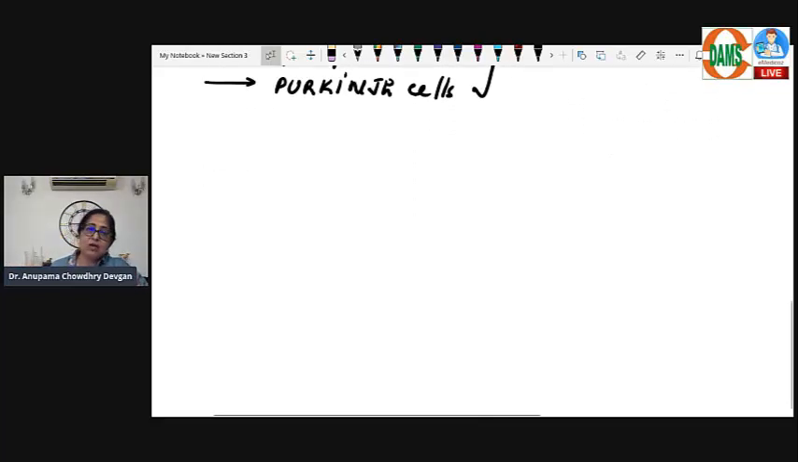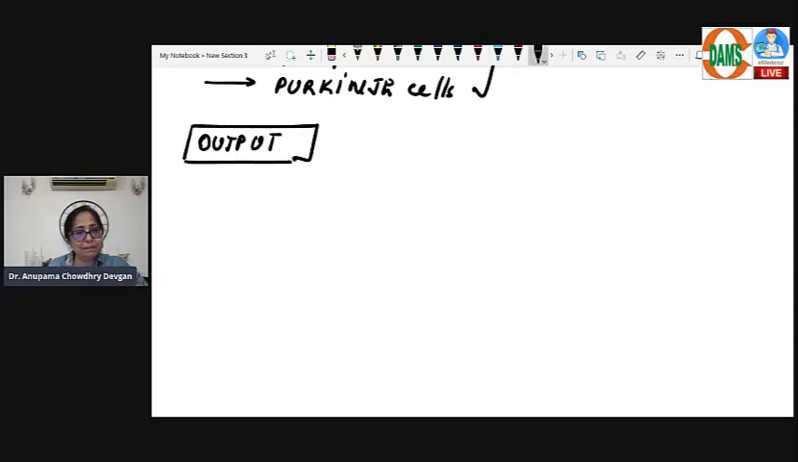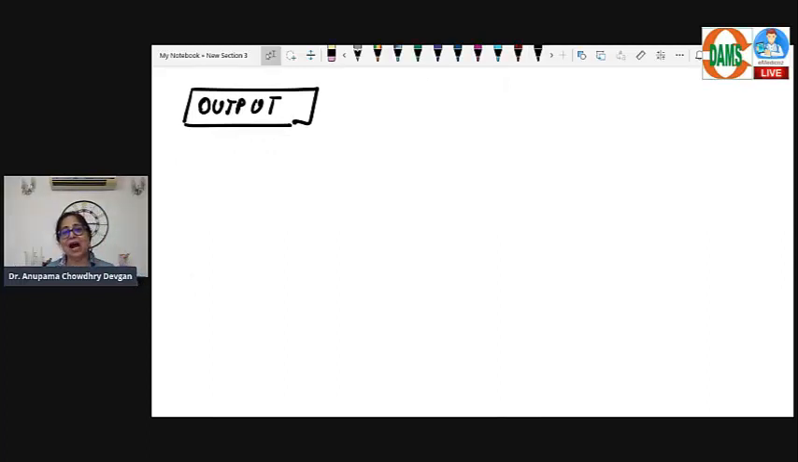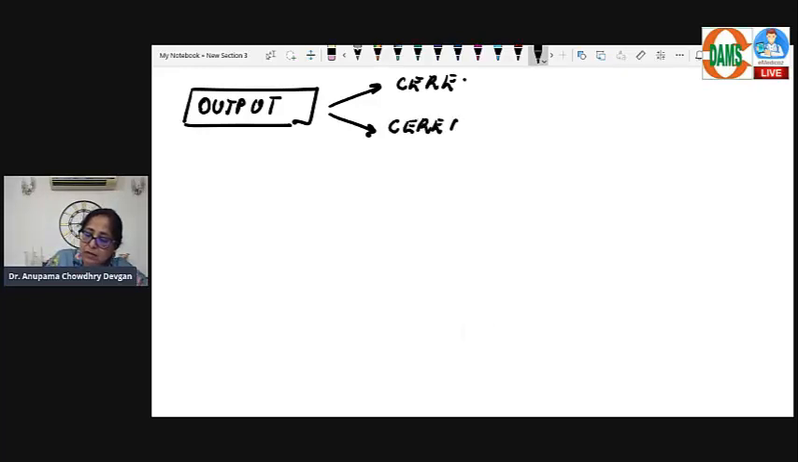Now, the next important part of the cerebellum is what is the output of the cerebellum and what is the input of the cerebellum. When I say the output of the cerebellum, output can be from the cerebellum, and output can also be from the cerebellar cortex. There are 2 questions regarding output.